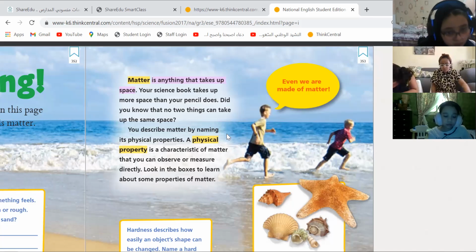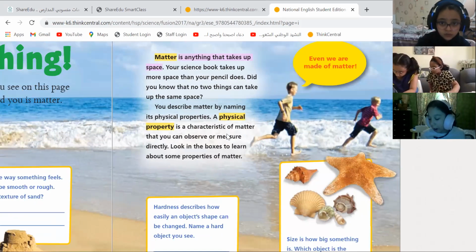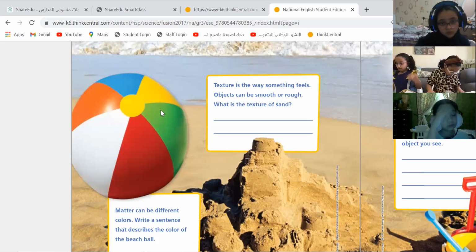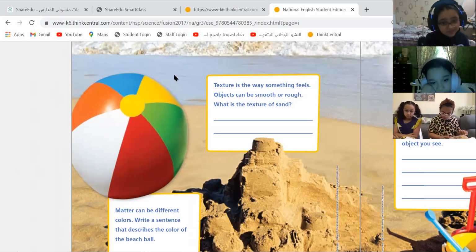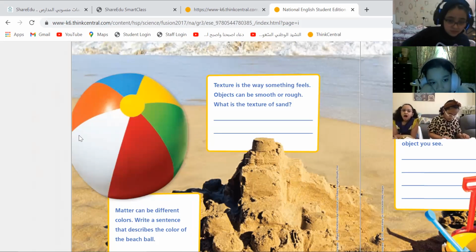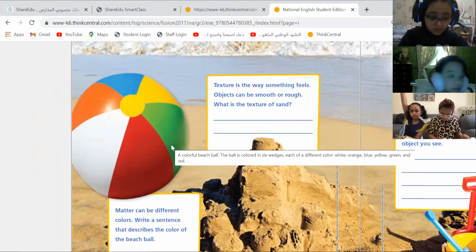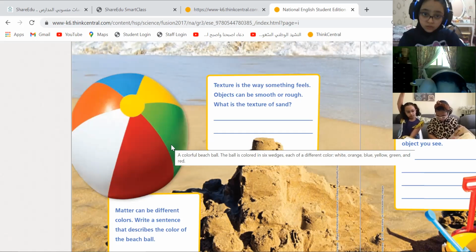So, what is a physical property? When you describe something by naming its physical property, you will talk about the characteristics of the matter. Let's talk about this ball. Can you describe this ball, ya Fatima? When you describe the ball for me, what are you going to say? Someone else, please describe the ball. I want you to tell your friend about this ball. I saw a ball in my science book. How does it look? Yes, Maria.